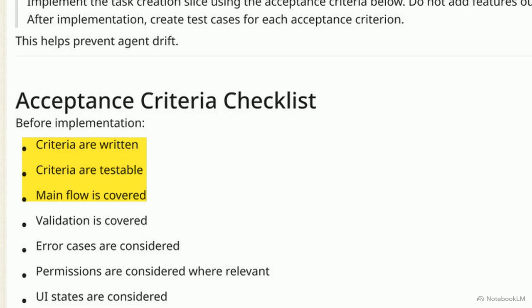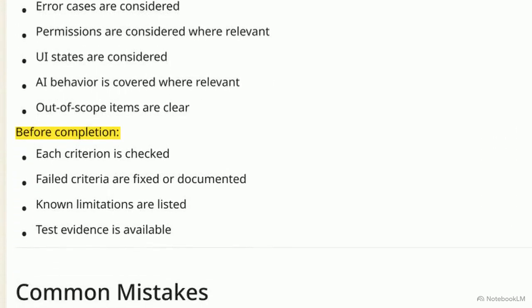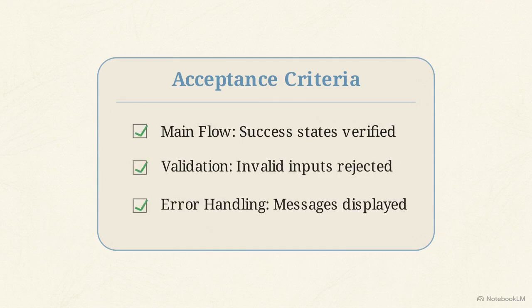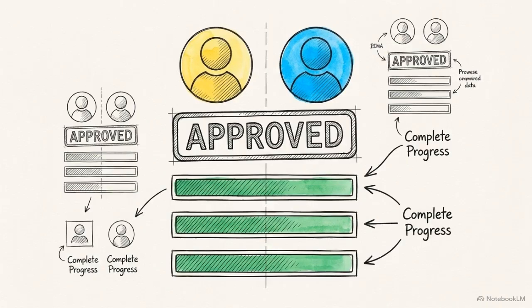The team confirms criteria are written, testable, and cover necessary edge cases. Before calling a task finished, they perform a final check, verifying every criterion is met and test evidence is documented. This procedural approach replaces the chaotic subjectivity of vague requirements. When every parameter is documented, there is no room for stakeholder disagreement.